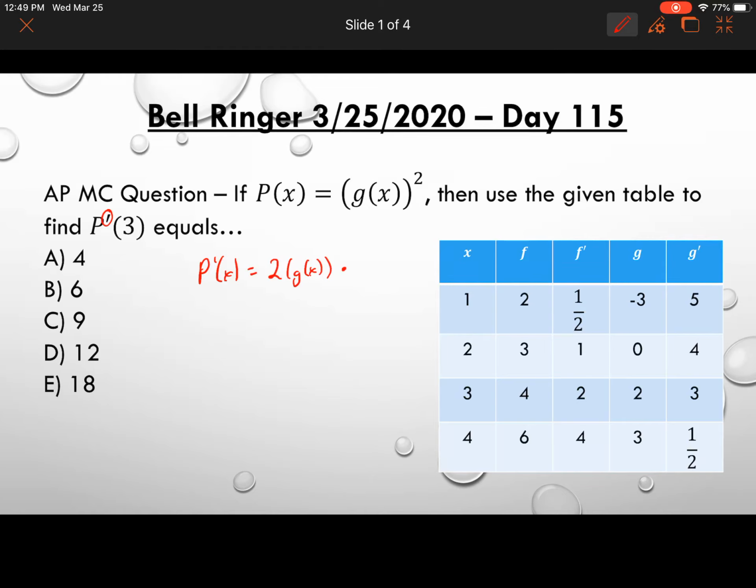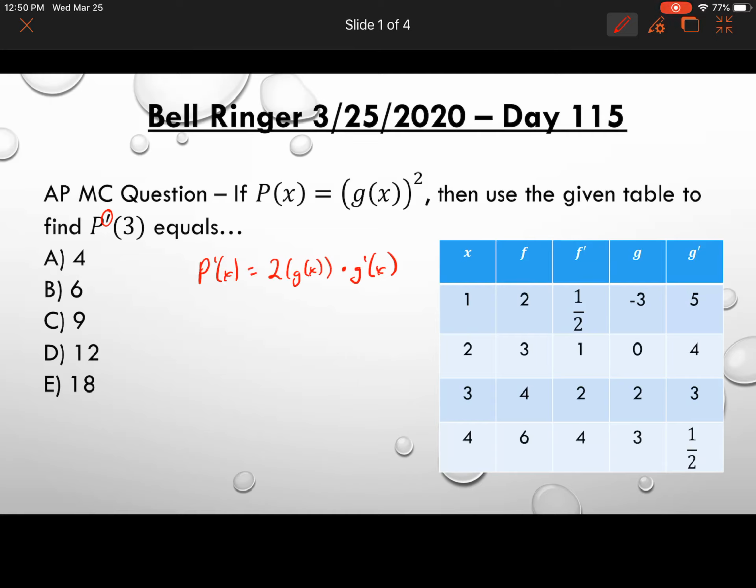So we used the power rule. Now we have to apply the chain rule. We found the derivative of the outside function using the power rule, and now we have to multiply by the derivative of the inside. Since our inside function is just g of x, the derivative of g of x is just g prime of x. So the derivative of p of x is 2 times g of x because of the power rule, and then times g prime of x because we have to apply the chain rule: the derivative of the outside function times the derivative of the inside function.